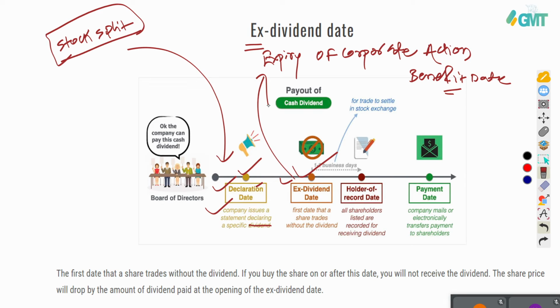Who announces the ex-date? The stock exchange announces it. Write this down: the stock exchange announces the ex-date. Why does the stock exchange announce the ex-date? To settle the securities on the stock exchange platform. The reason is that when the security is settled before the record date, the company refers to the outstanding shareholders' names, as per the shareholder information available with the share registrar.